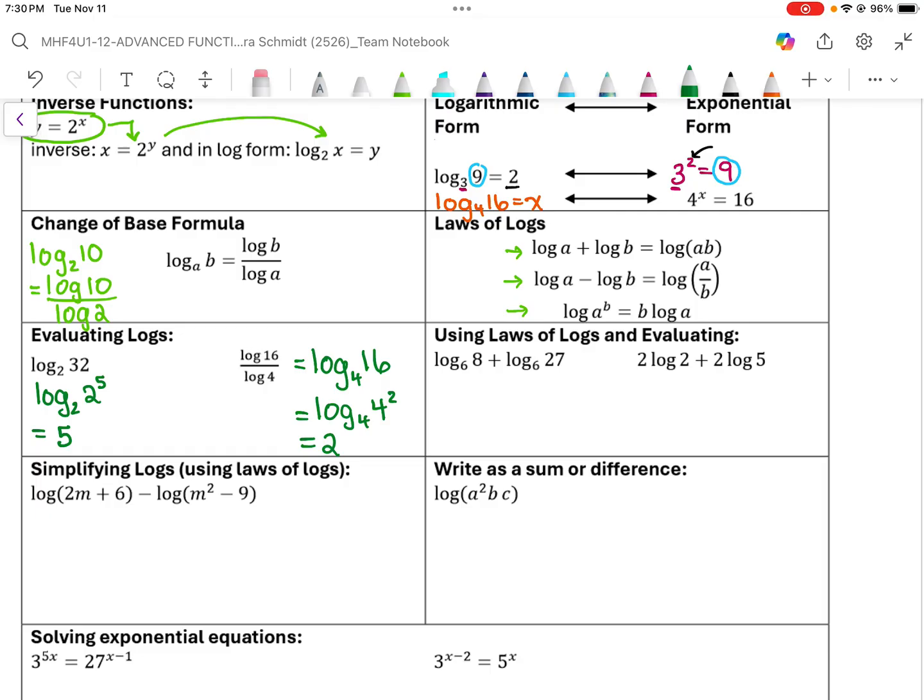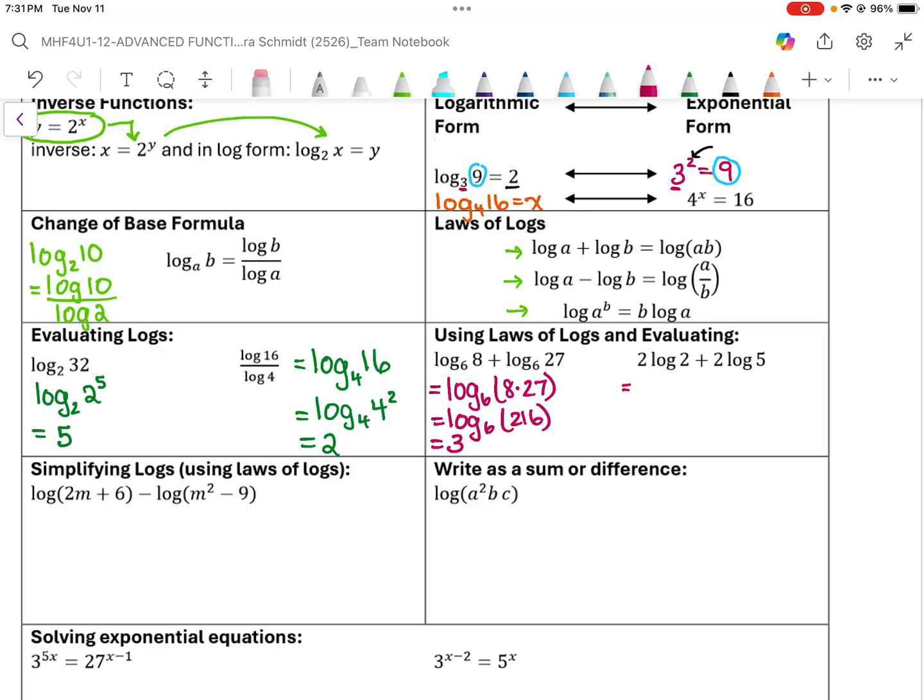You can use laws of logs to help you evaluate logs. So if we have log base 6 of 8 plus log base 6 of 27, well, 6 to the power of nothing that I know equals 8. It's going to be some kind of decimal. So maybe using a law of logs will help us. So since I have an addition here, I know I can use my product law. So I know I can do 8 times 27. And then 8 times 27 is 216. And then I know that 6 to the power of 3 is equal to 216. So that would just equal 3.